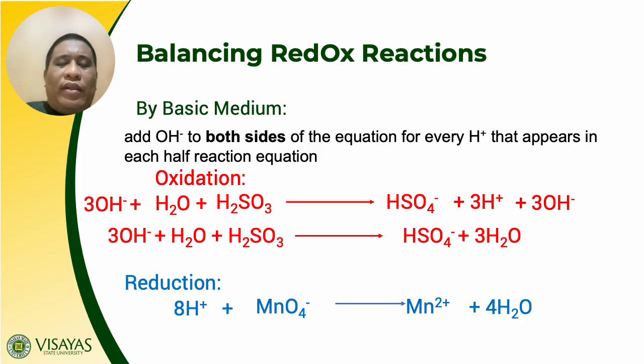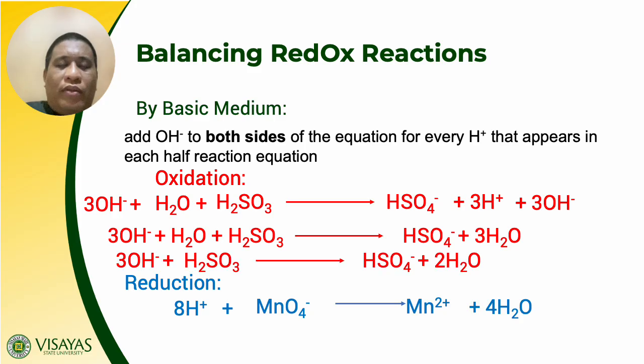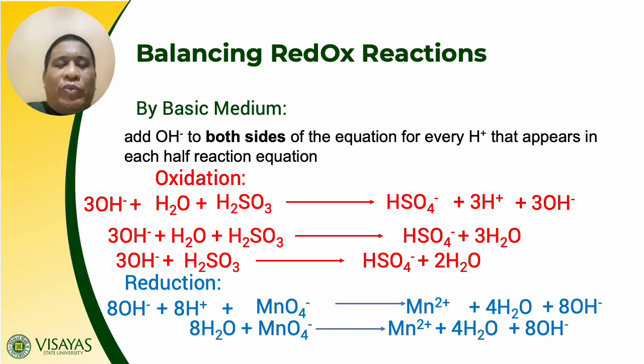So we can cancel the H2O on the reactant side with one of the H2Os on the product side. So the result would be this final form of the oxidation half reaction. For the reduction half reaction, we can also add the same amount of OH minus with respect to the amount of H plus present. So we add those OH minus on both sides, which will also give us 8H2O and 8 OH minus on the product side.